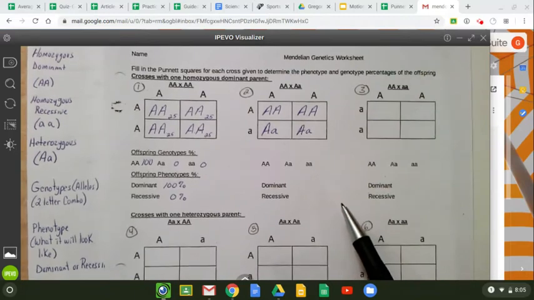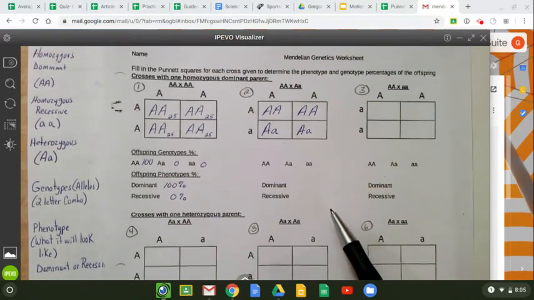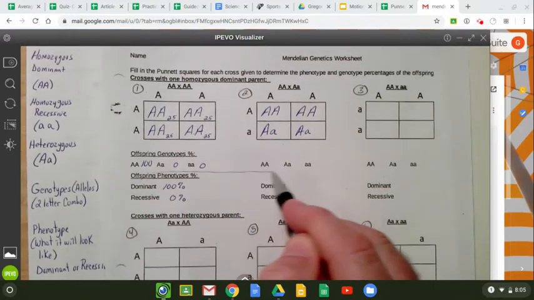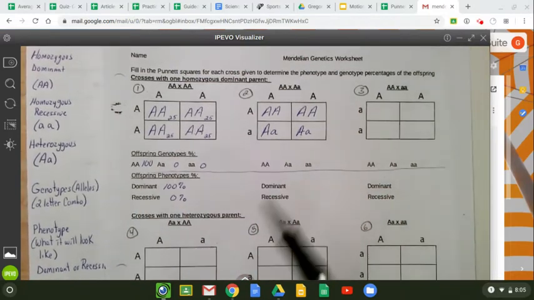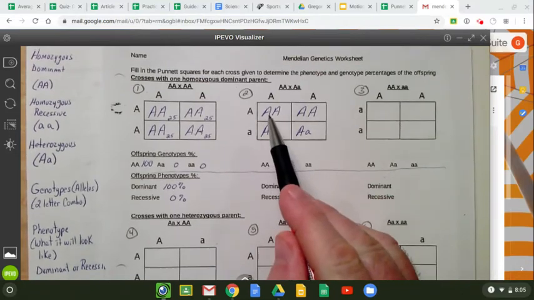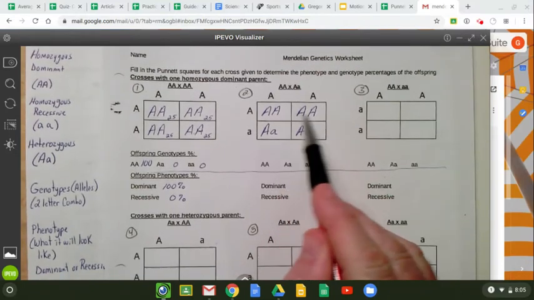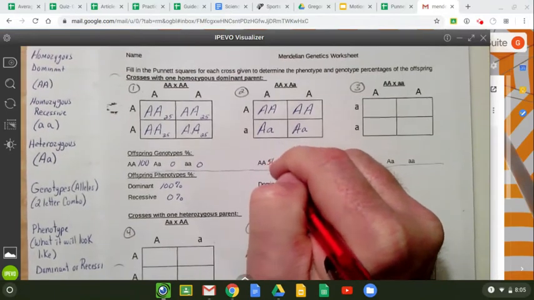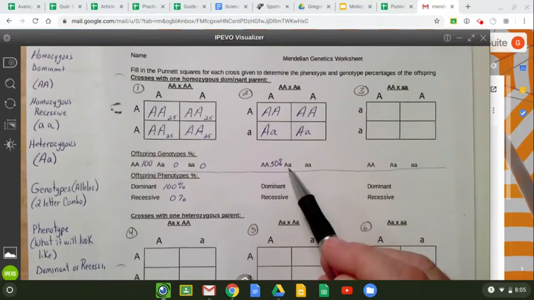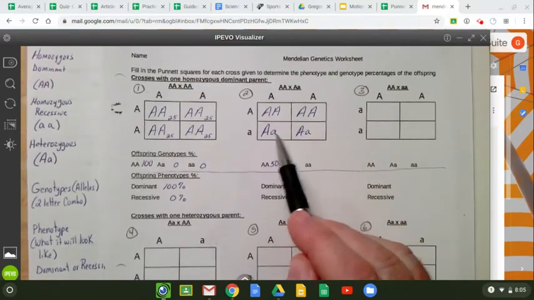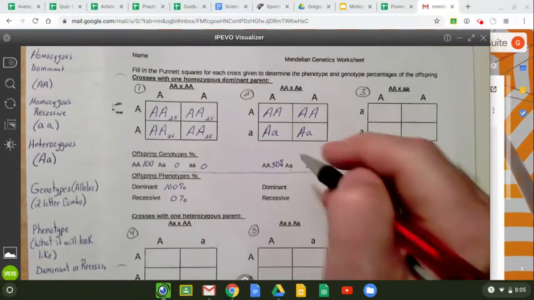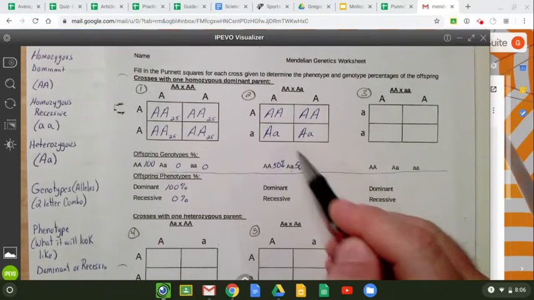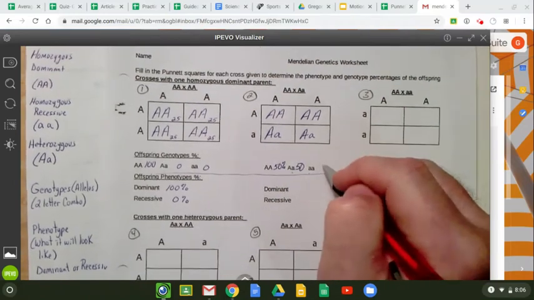All right, so here we see a little bit of a difference. Again, we're looking at our genotype percentages. How many of the capital A's do we see? I see 2 boxes out of 4, 2 out of 4, 50%. How many heterozygous? I see 2 out of the 4 boxes, so that's going to be 50%. And how many homozygous recessives? There are 0 in this Punnett square.